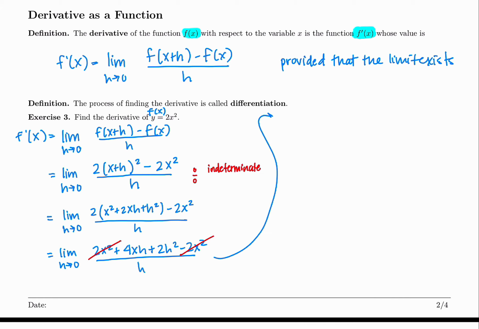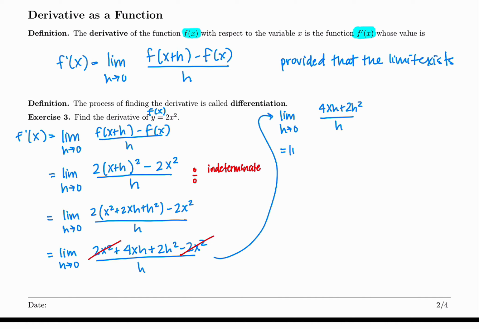So let's come up here. This is the limit as h approaches 0. I have 4xh plus 2h squared all over h. And if I do a quick spot check, I'm still at the point where if I plugged in a 0 for all my h's, I'd get 0 over 0. That's a problem. I don't want 0 over 0. I need something better than that to happen.